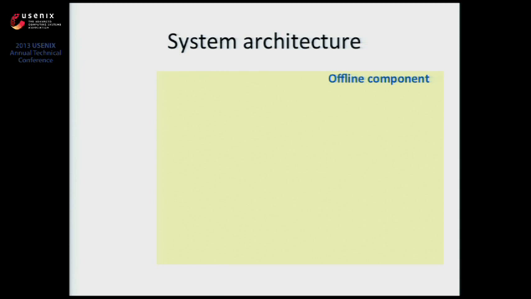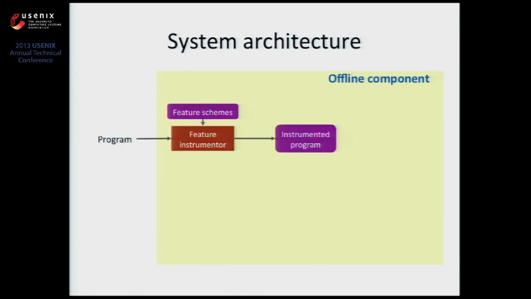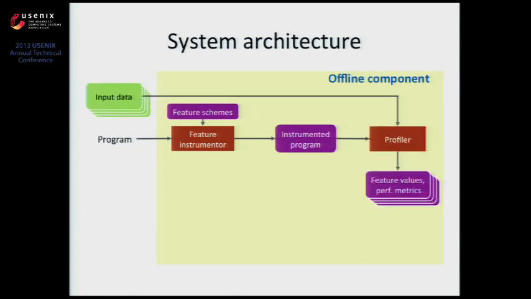Mantis consists of an offline component that creates predictors and an online component that uses the predictors for predicting execution time. The offline stage has 4 modules: a feature instrumenter, a profiler, a performance model generator, and the predictor code generator. First, the feature instrumenter takes the program and feature schemes as input and generates an instrumented program. Next, the profiler takes the instrumented program and a set of inputs. It runs the instrumented program on each input and produces feature values and programs execution time.